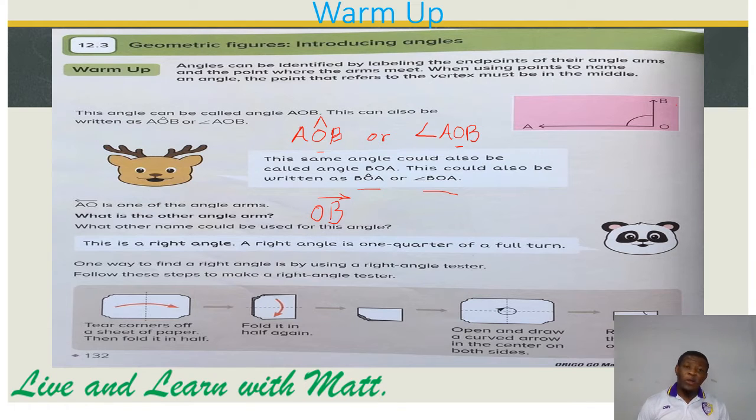So what other name could be used for this angle? Another name that we can use for this type of angle is called right angle. A right angle is 1/4 of a full turn. So a right angle is 90 degrees. We call it right angle.